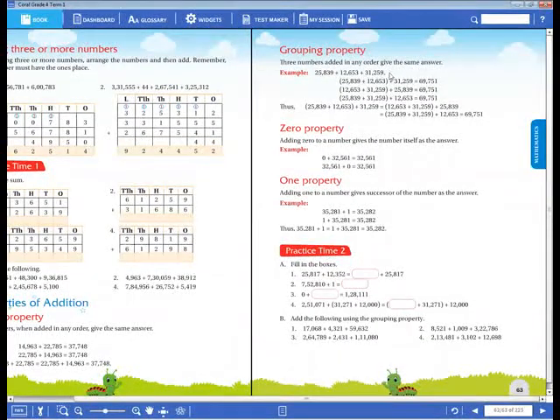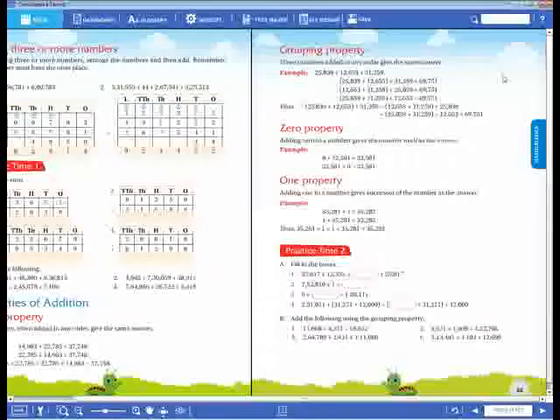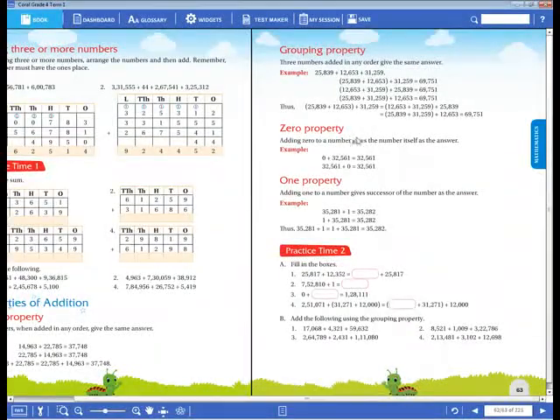One more example: 25,839 plus 12,653 plus 31,259. Here first we have grouped the first two numbers. Next we have changed the grouping, and the last and second numbers are grouped. When we group any numbers from any side in the given numbers, we get the same answer itself. Okay. Now the next property is the zero property.